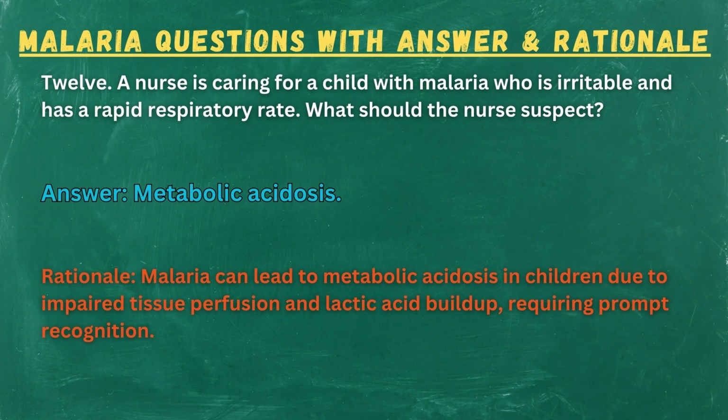12. A nurse is caring for a child with malaria who is irritable and has a rapid respiratory rate. What should the nurse suspect? Answer: Metabolic acidosis. Rationale: Malaria can lead to metabolic acidosis in children due to impaired tissue perfusion and lactic acid buildup, requiring prompt recognition.